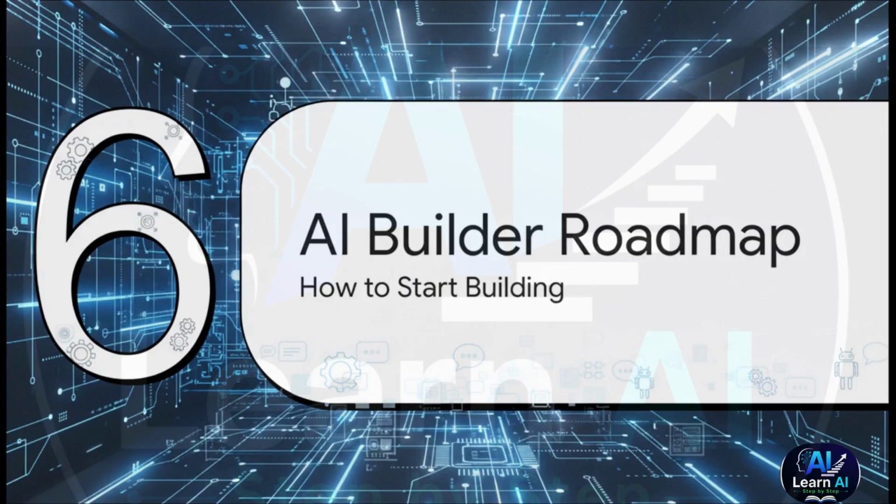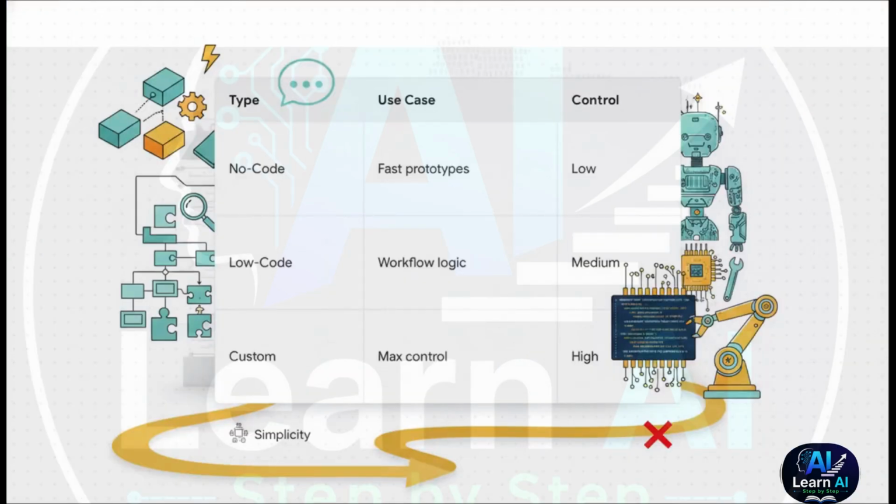So, how do you actually start building out this architecture yourself? Let's check out Section 6, the AI Builder Roadmap. You generally have 3 paths to choose from. No-code platforms, they're fantastic for fast prototypes when you just need a basic assistant up and running. Low-code tools let you visually build out more complex workflow logic. And then you have custom development, using code like Node.js, which gives you maximum control but obviously requires some serious technical chops.